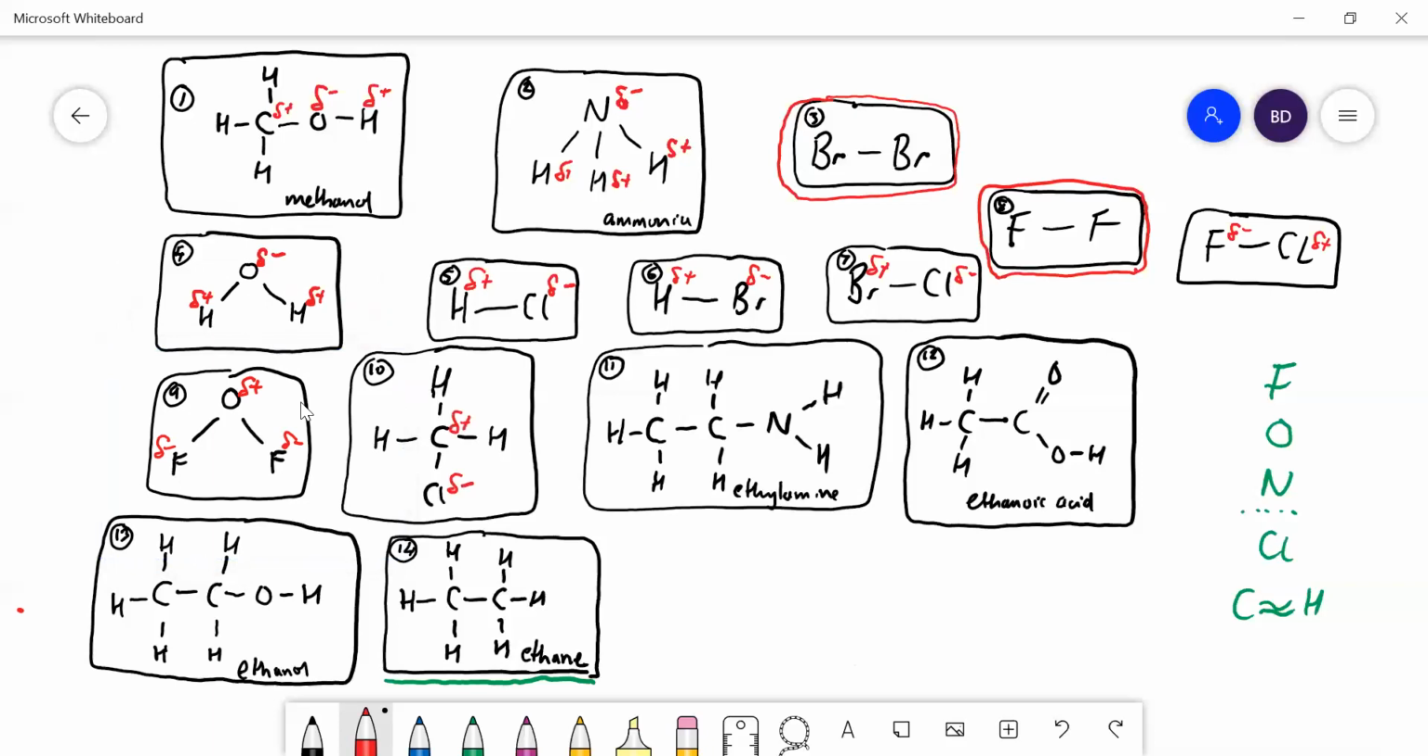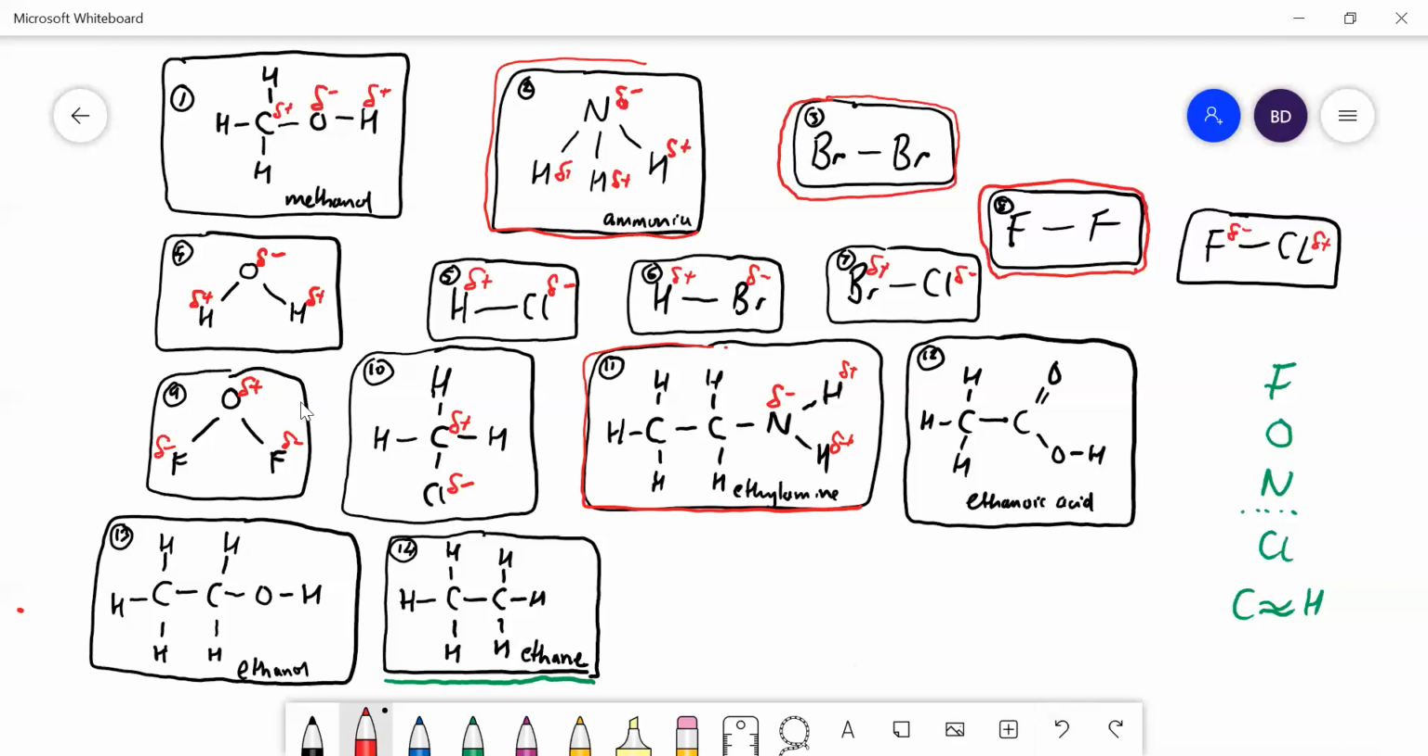This one, ethylamine, is an amine. It's very similar to this ammonia molecule. You've got very similar things going on here. So the nitrogen is delta minus, the hydrogen slightly positive. And this carbon and hydrogen part of the molecule is all going to be even sharing of electrons, because they've got the same electronegativity.